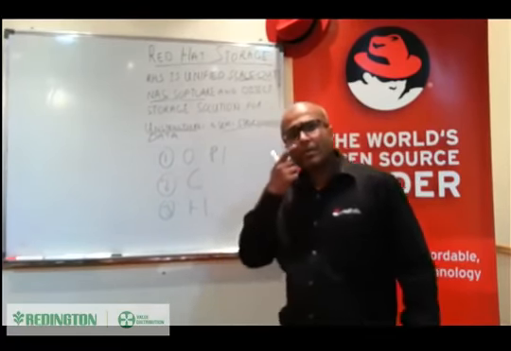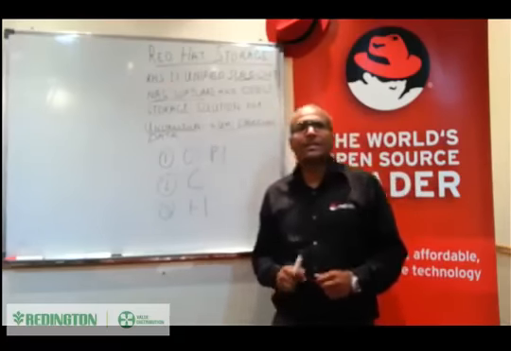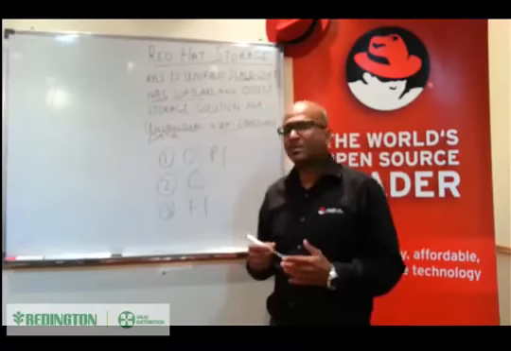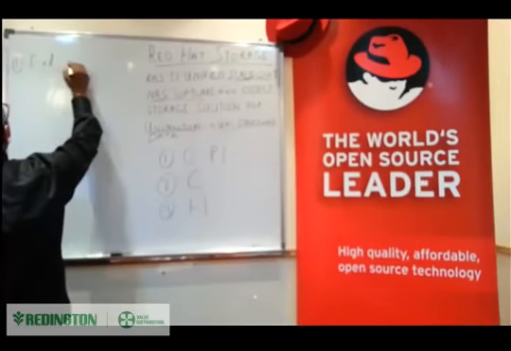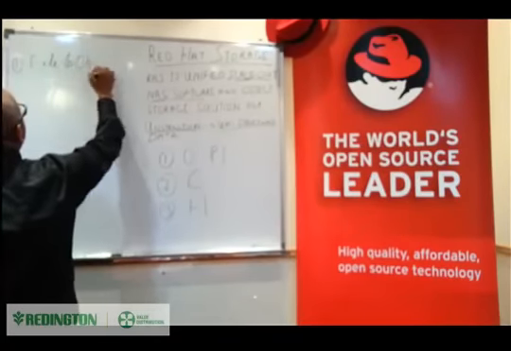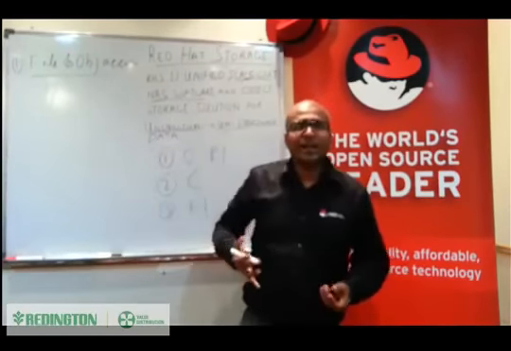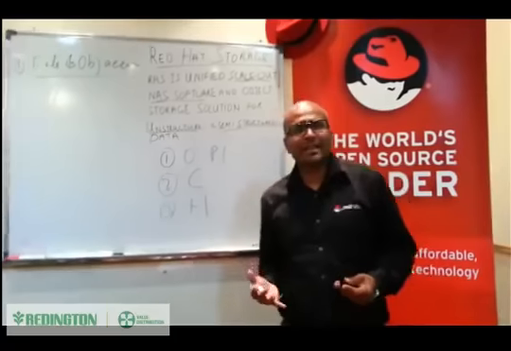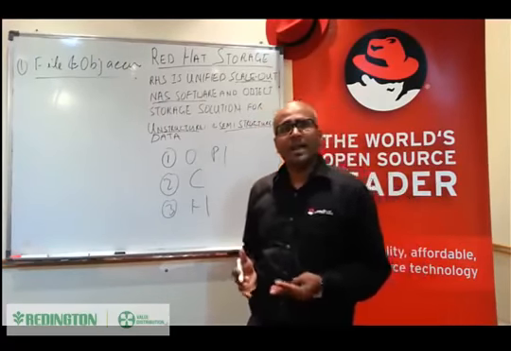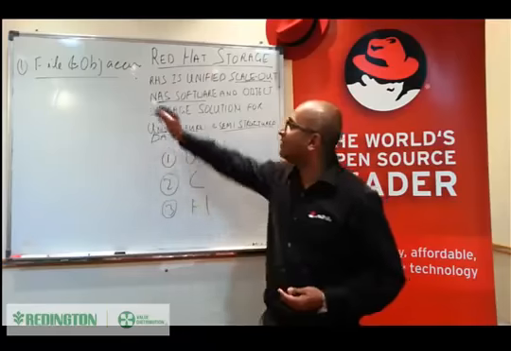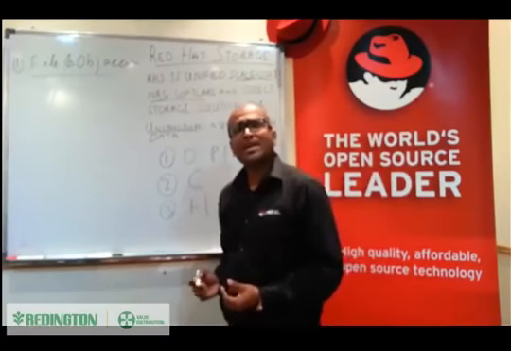So now we'll come to the most important features of Red Hat Storage 2.0. So first is unified file object access, which enables an application to access the storage data using both an object interface as well as a file interface. That is one. Second important feature is proactive self-heal.